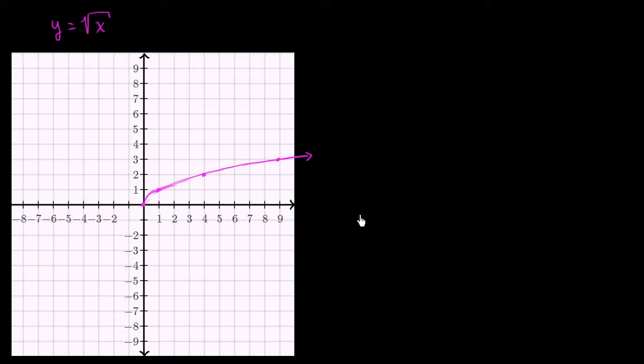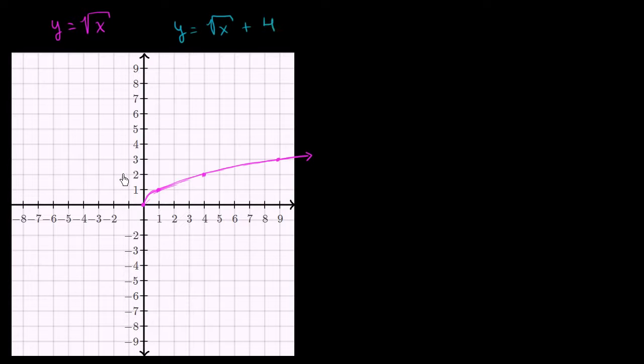Now let's think about what happens if we wanted to shift it in some way. So let's say we wanted to shift it up. Let's say we wanted to shift it up by 4. So how would we do that? Well, whatever value we're getting here, we want y to be 4 higher. So we could just add 4 to it. So we could just use y is equal to the square root of x plus 4.